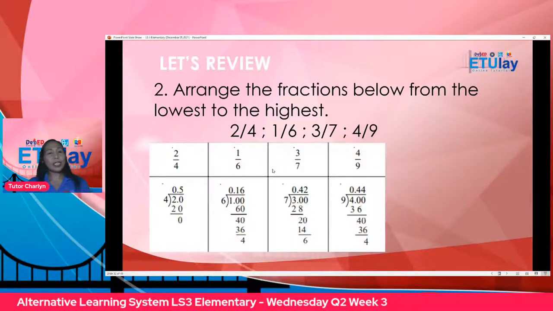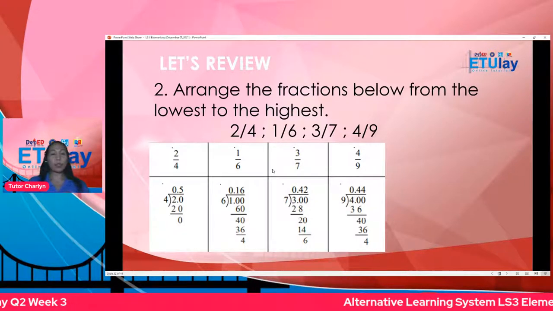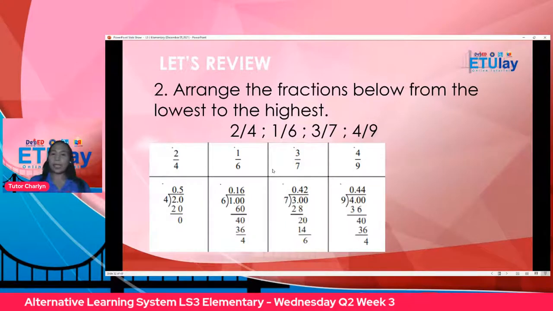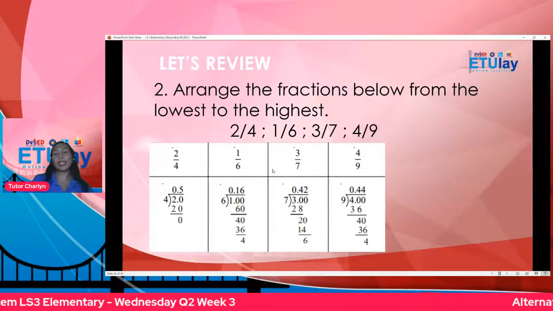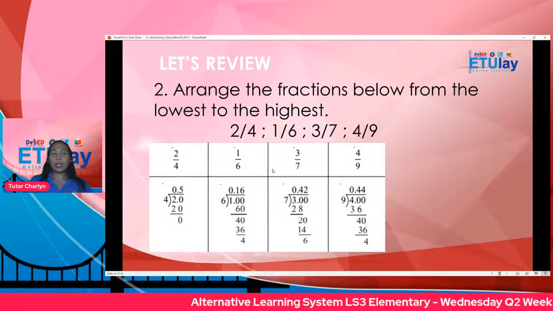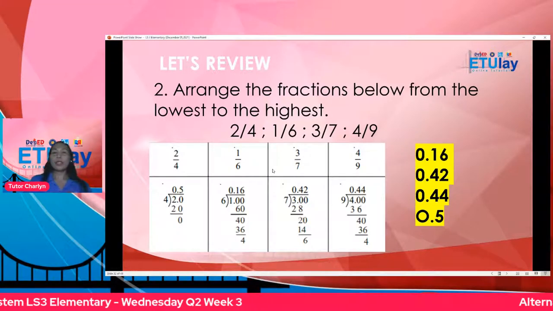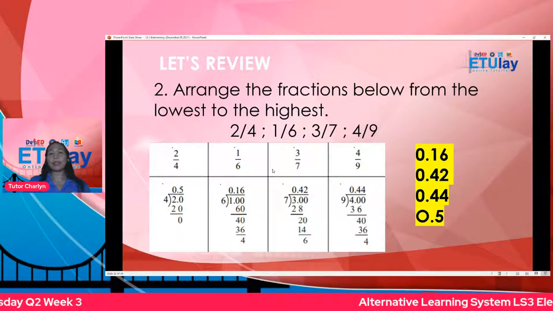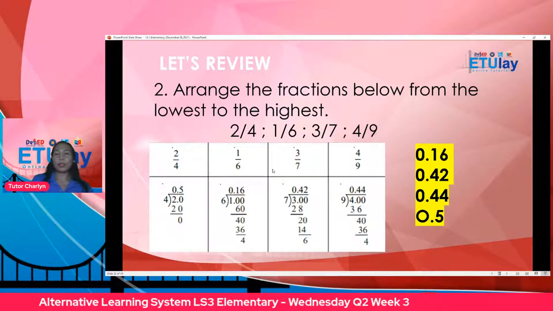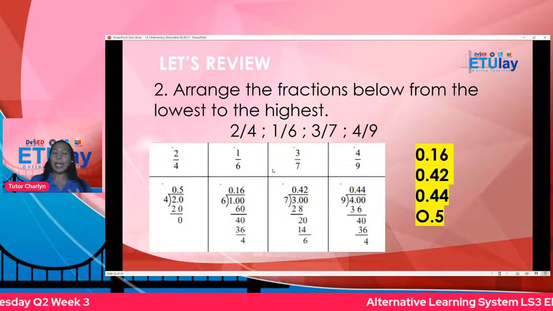So, the answer is, if we divide, 2 fourth, 2 divided by 4, we have 0.5. We get 0.16. 3 divides 7, we get 0.42. And 4 over 9 is equal to 0.44. So, sino yung pinaka mababa dyan? 0.16. Mauna si 1/6. 0.42 mauna si 3/7. Then 0.44 sunod si 4/9. Then last po si 2/4, which is 0.5. So 1/6, 3/7, 4/9, and 2/4.